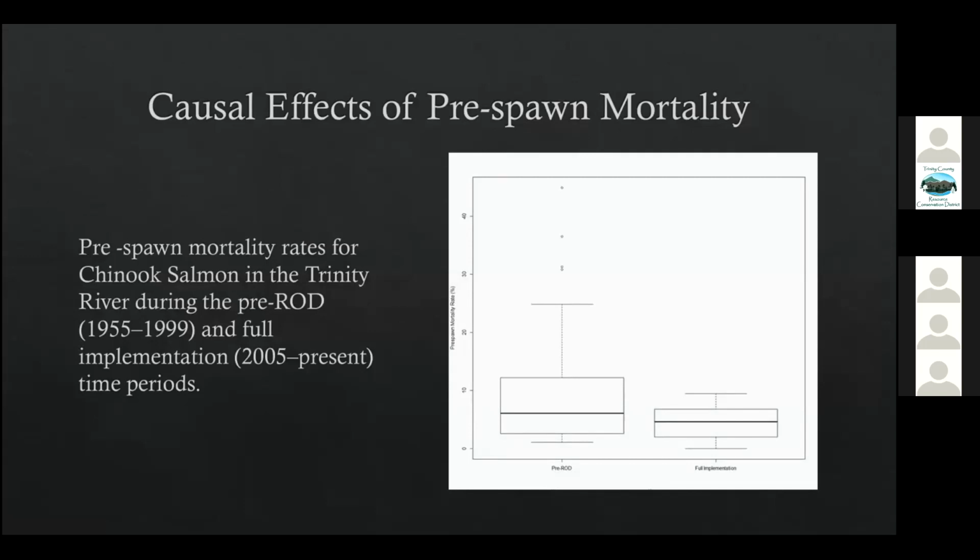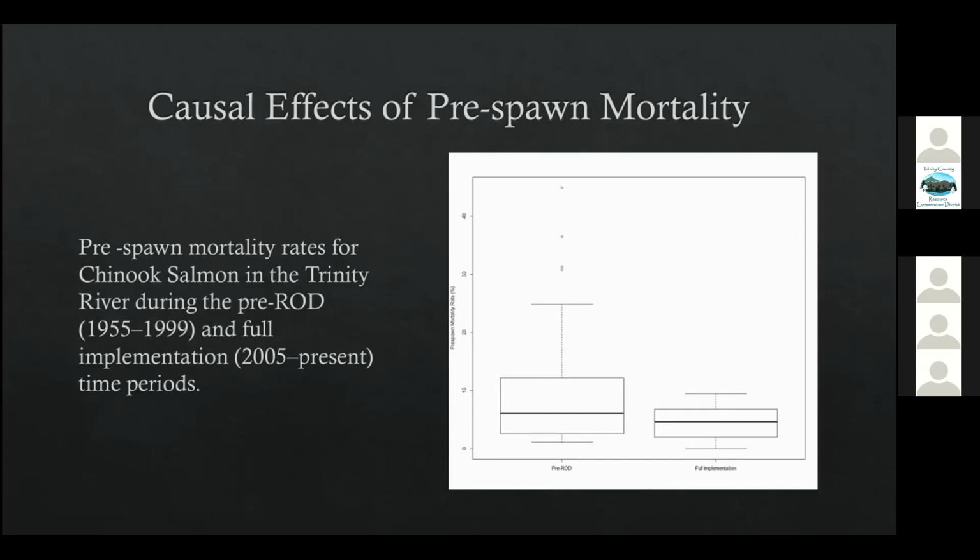So Chinook salmon annual pre-spawn mortality rates in the restoration reach were compared between the pre-ROD and full implementation of the ROD periods. The period from 2000 to 2005 was not included in this analysis because pre-spawn mortality data was not differentiated between the restoration reach and the entire main stem Trinity. Median annual pre-spawn mortality, variance between years, and overall range were greater in the pre-ROD time period.